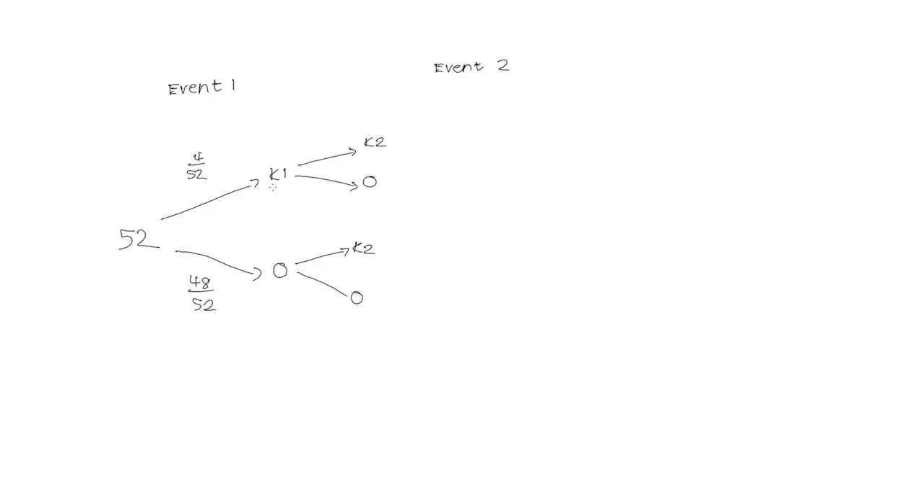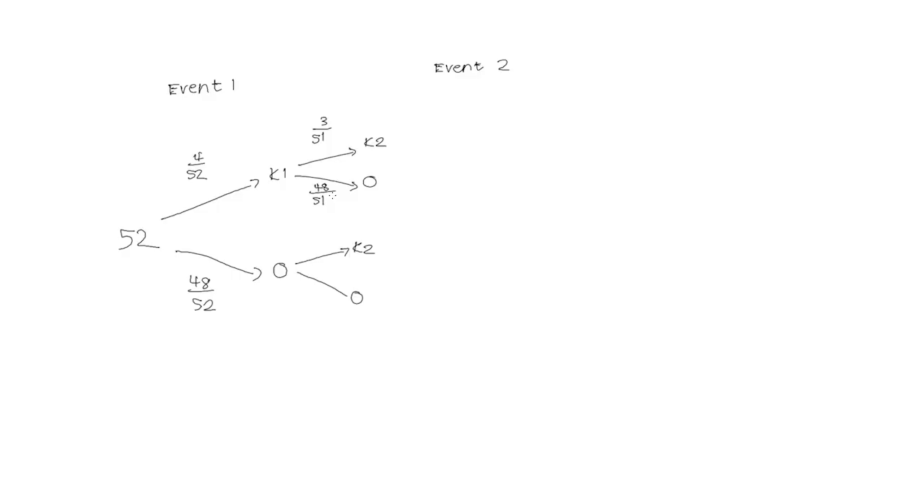Now let's look at the first branch. Given the fact that we have already drawn 1 king from the deck, we are only left with 3 kings in the deck. Therefore, the probability of drawing a king in the second event is 3 over 51. Looking at the first branch again, given the fact that we have drawn 1 king from the deck, the probability of drawing another card in the second event is 48 over 51.